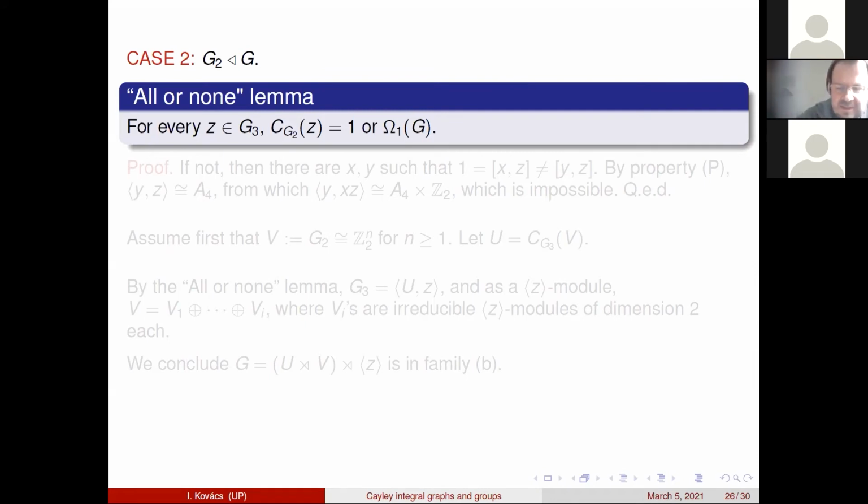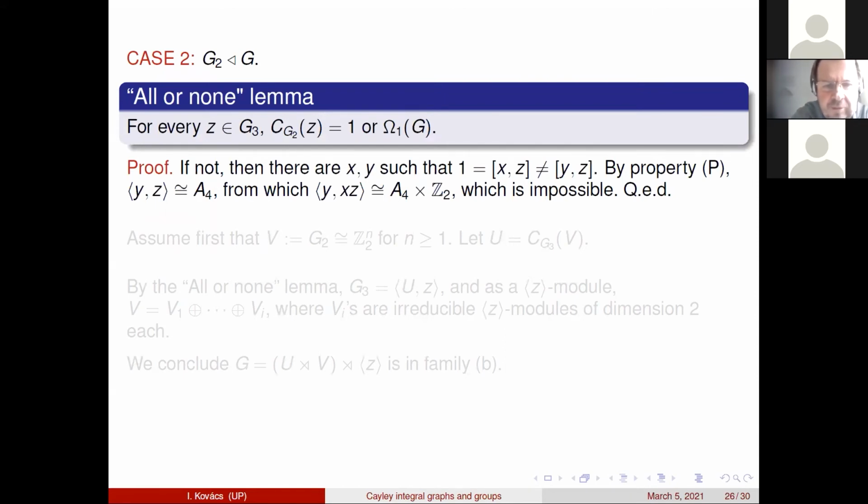So this is what it says, and this comes from the property P, because if it's not true, then you can find two involutions. One commutes with Z, the other does not commute with Z. The one which does not commute generates A4, and because of that, you can make a two-generator group which is A4 direct product Z2. One of the generators is an involution, and this is impossible because this violates the P property. The only two-generator non-abelian group must be A4. So this is impossible.